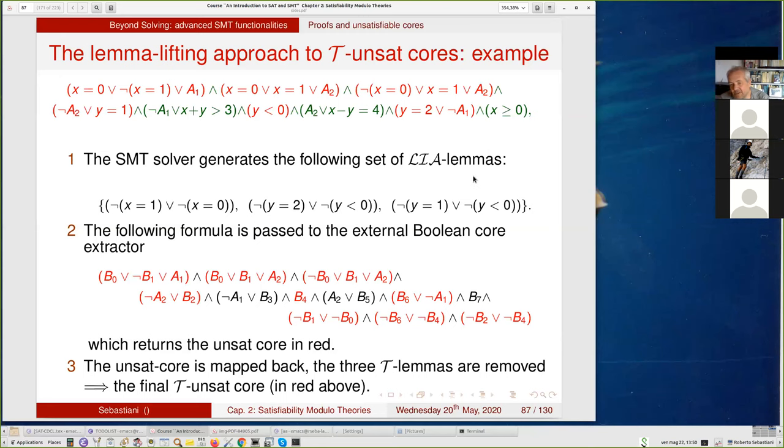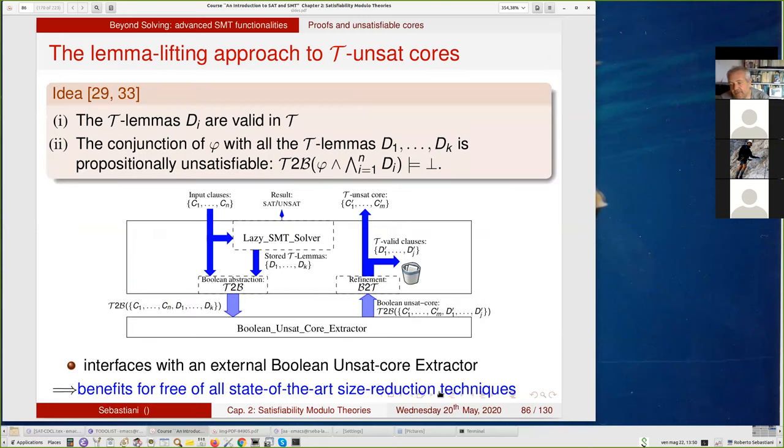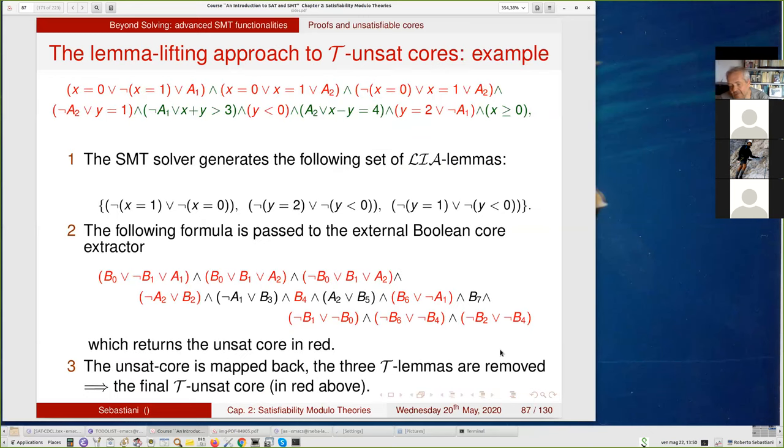So what is the advantage of doing this? That you exploit for free, off the shelf, the best technologies for unsat core extraction. Clear to everybody? If so, we can pass to something else.